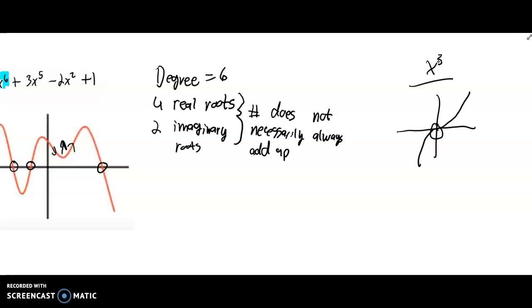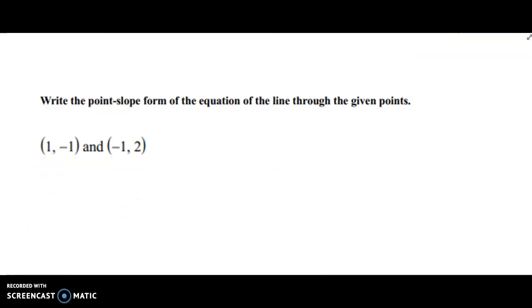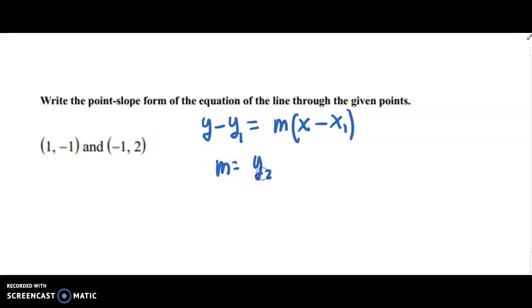Okay, let's shift gears a little bit here, and we're going to do a review of point-slope form. So let's remember that our point-slope form is y minus y1 equals m times x minus x1. And in this case, we also need to find our slope itself. Remember that our equation for slope is y2 minus y1 over x2 minus x1.